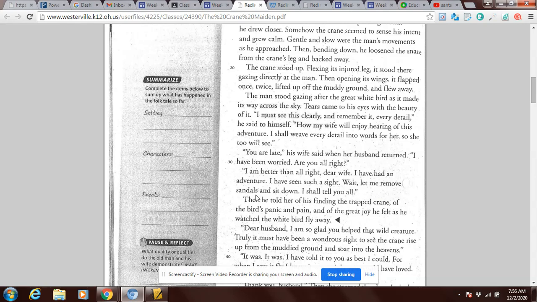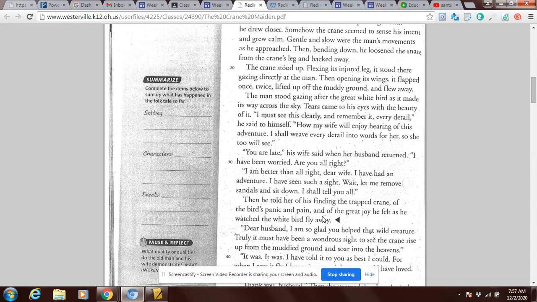I shall tell you." So right here is a key telling me this probably takes place over in Japan, because we don't wear sandals. There's a reason that the author said that he took off his sandals. And what I know about the Japanese culture is that they wear sandals and they don't wear shoes in the house. So that tells me that this does take place somewhere else besides the United States.